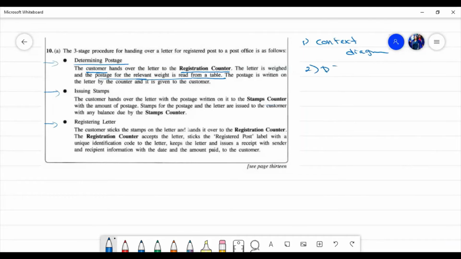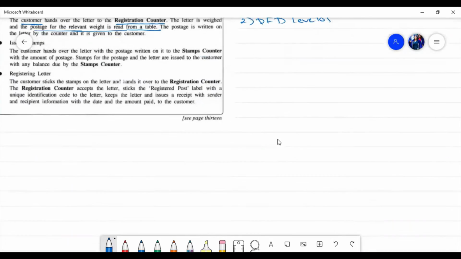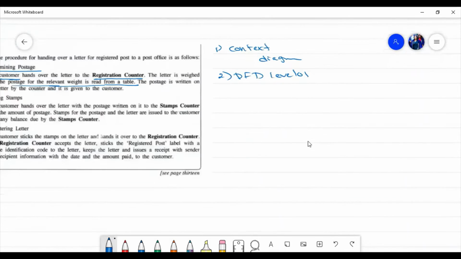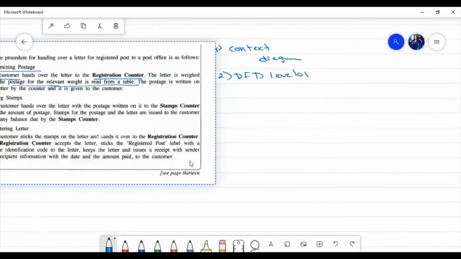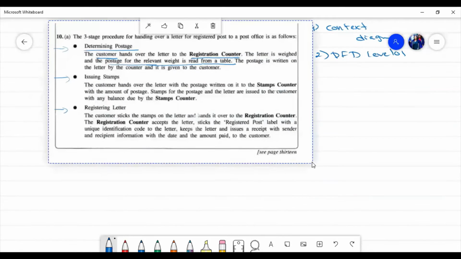So in this question, they're asking us for the context diagram and the DFD level 1 diagram. These two are the diagrams they're asking for. Now let's see the context level diagram. In this case, as I told you, there is just one process, and that one process is the system.